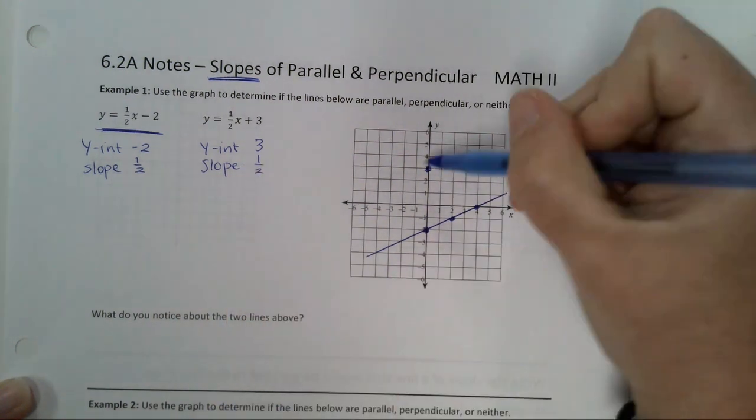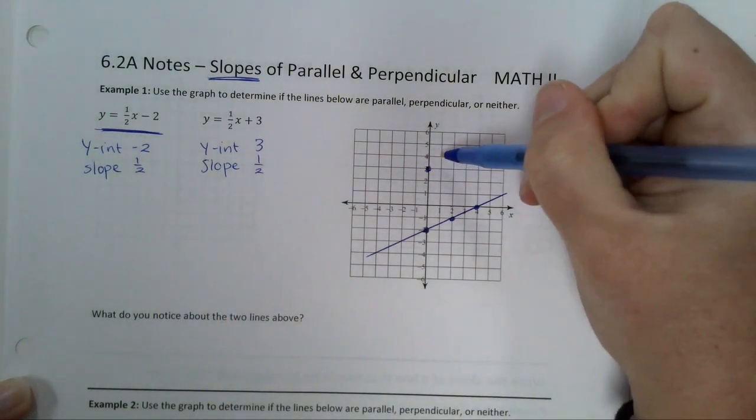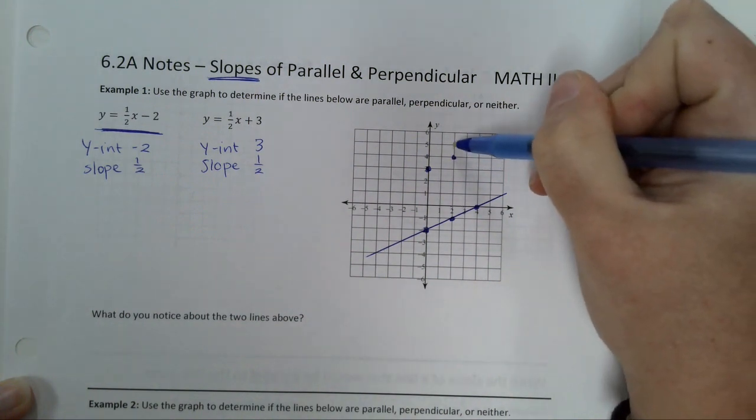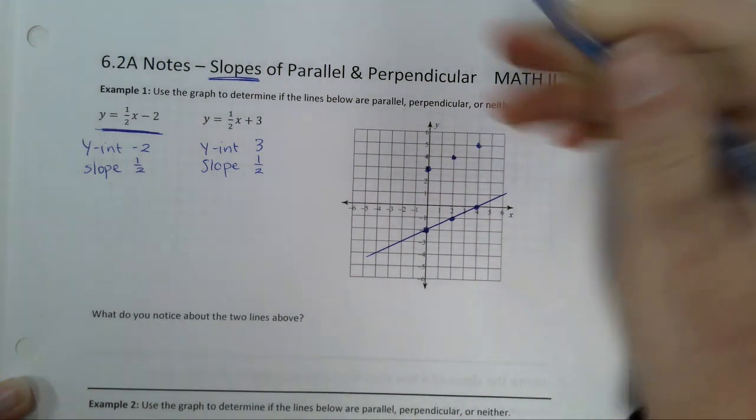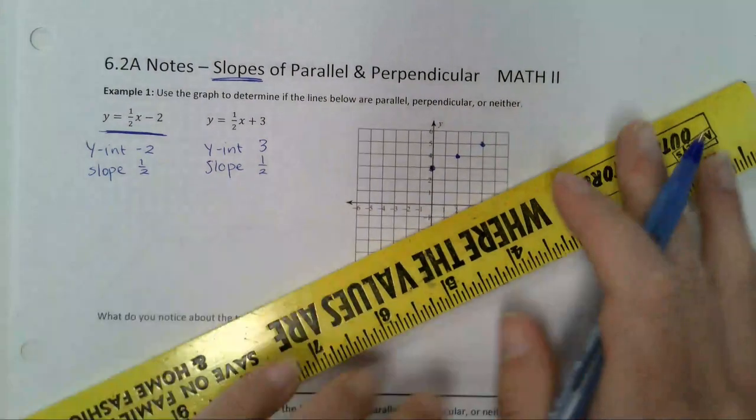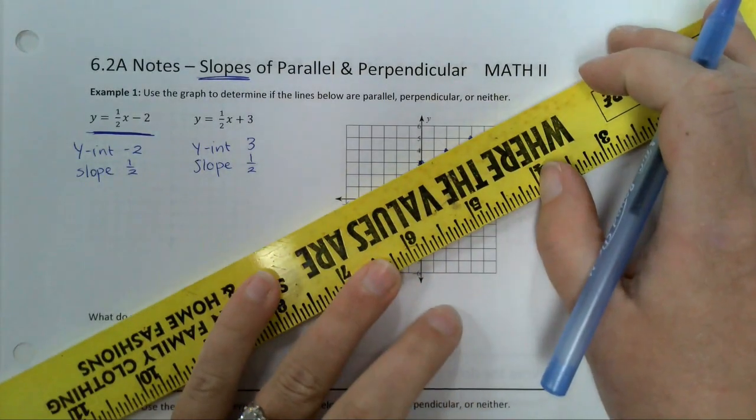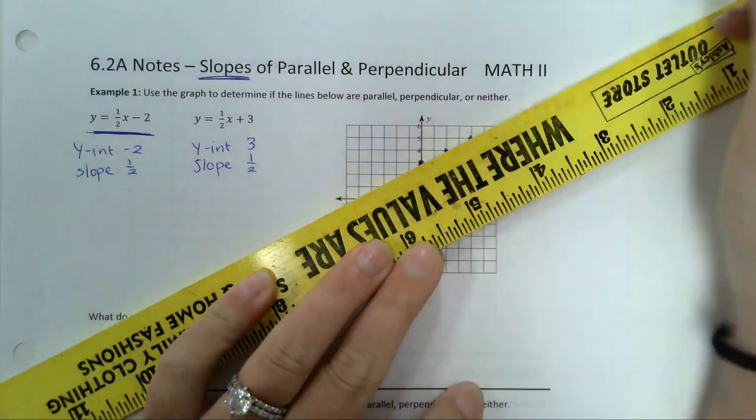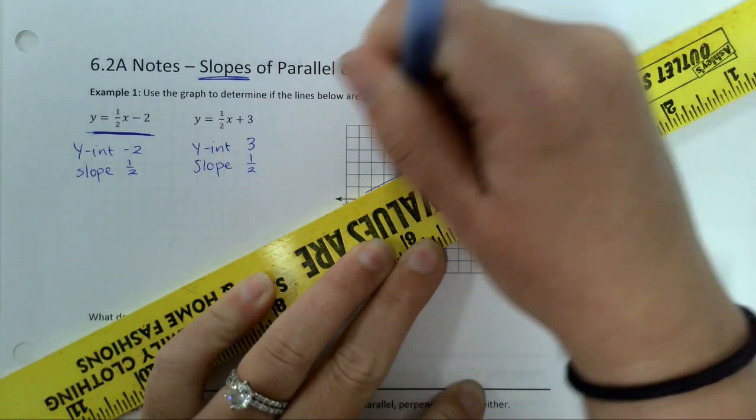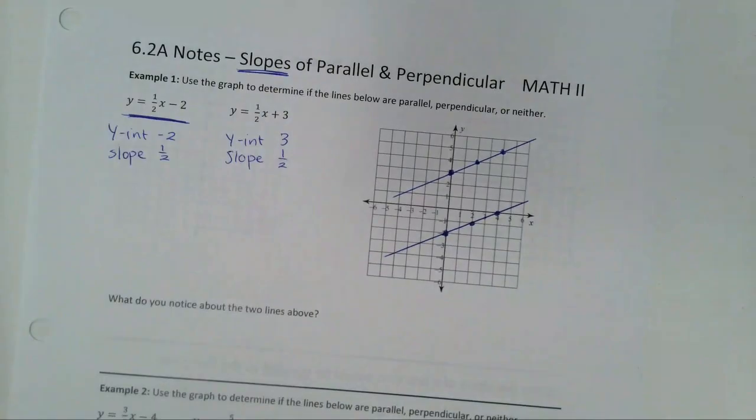So from here, I'm going to rise 1, run 2. I'm going to do it one more time just to have more points. Rise 1, run 2. The more points you have, the better your line looks. It's possible if you only do 2 points, your line's not going to look quite perfect. Okay, and then draw yourself a line that goes through those 3 points. Boom. There we go.